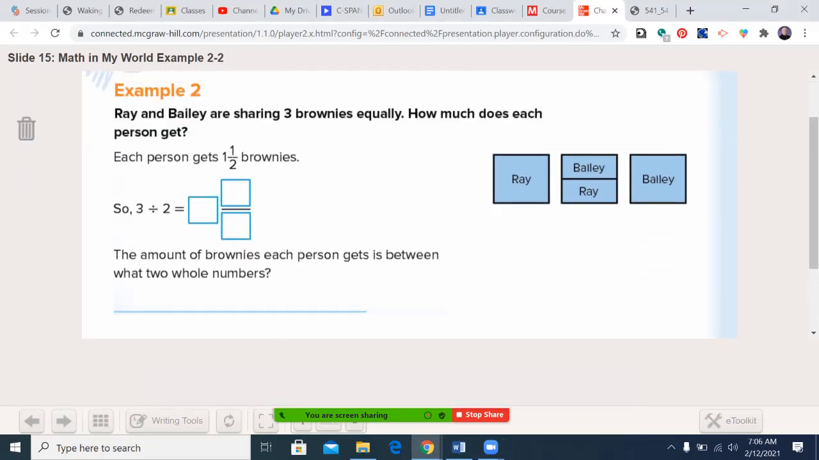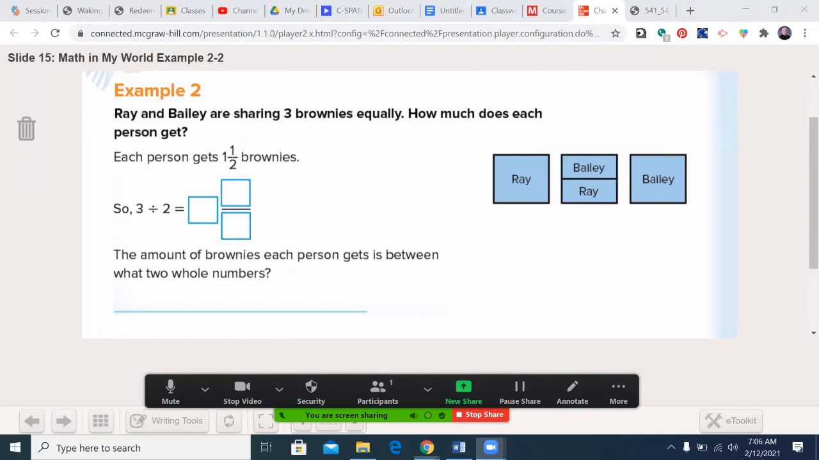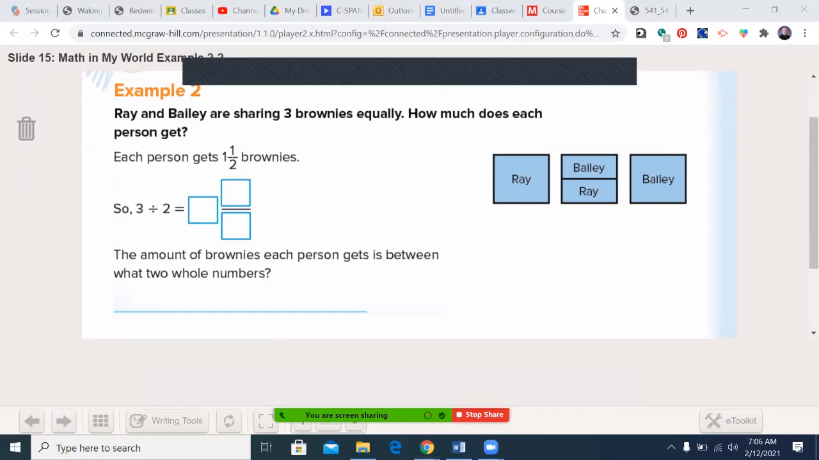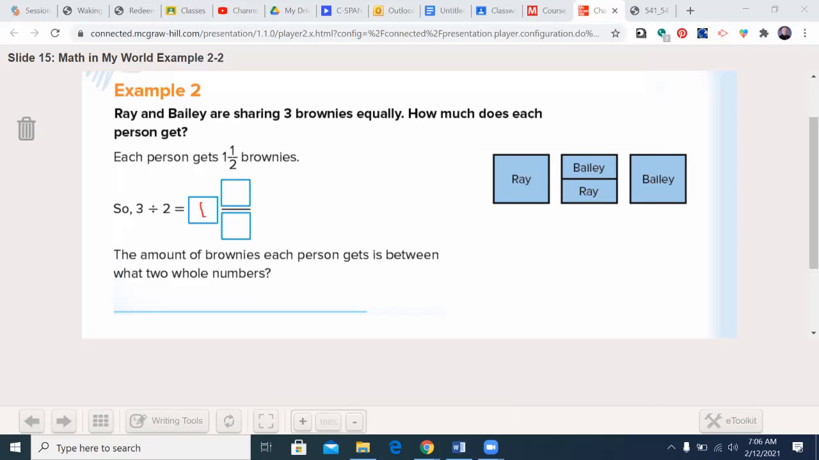So each person gets 1.5 brownies. So 3 halves equals 1 and 1/2. Basically how they do that is go like this: 3 divided by 2. And that goes in 1 time.